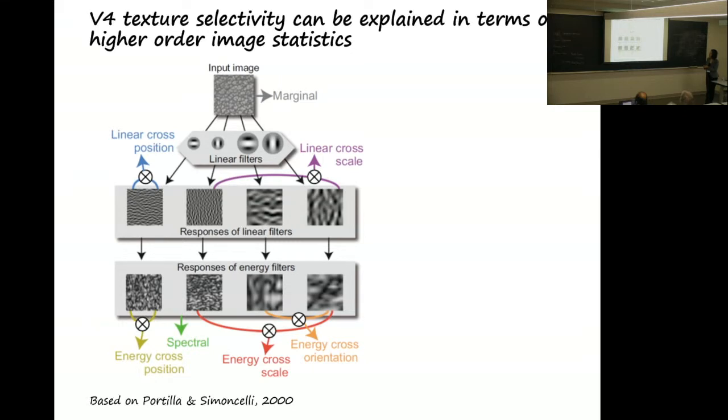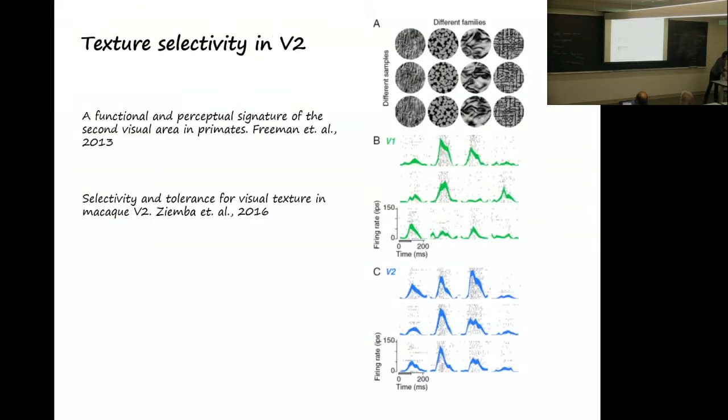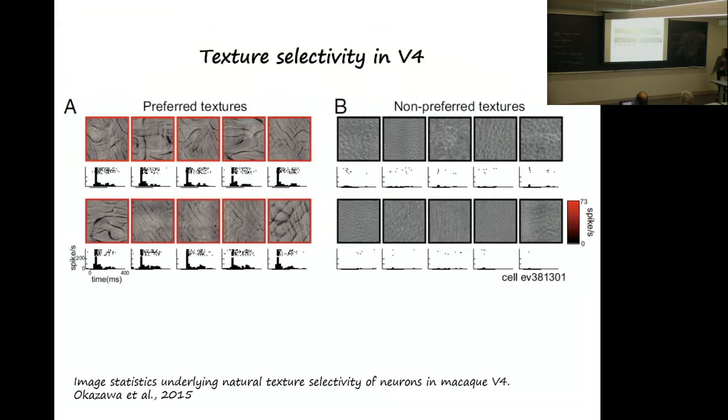Now you can compute higher order correlational statistics. You could do linear across position, or linear across orientation, or linear across scale, and you can do the same with energy filters. A weighted combination of these then could give you selectivity for complex textures. That's how people have tried to explain texture selectivity in V2, where V2 neurons are sensitive to entire texture families but not different members of a texture family, and also at the level of V4. But such a texture-based model cannot explain separable tuning for shape. Yes? Sorry, what's a texture family?